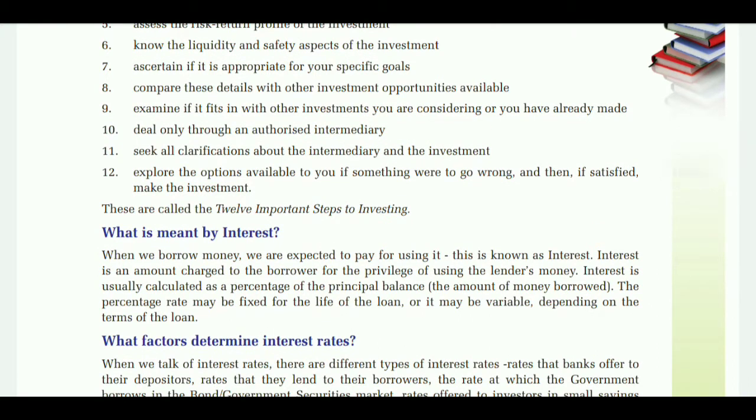What is meant by interest? When we borrow money, we are expected to pay for using it. This is known as interest. Interest is an amount charged to the borrower for the privilege of using the lender's money. Interest is usually calculated as a percentage of the principal balance, the amount of money borrowed. The percentage rate may be fixed for the life of the loan, or it may be variable depending on the terms of the loan.